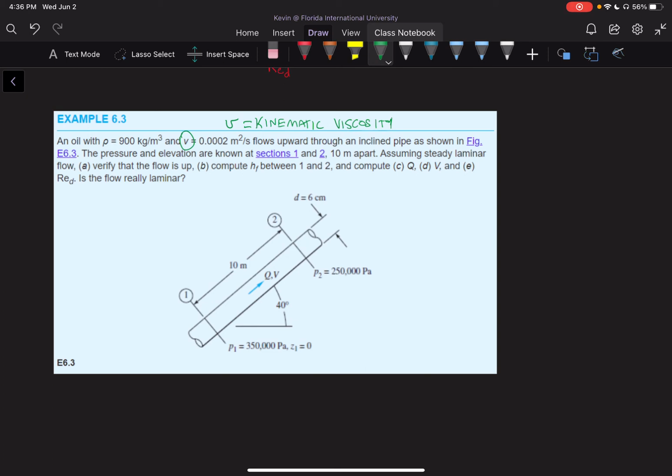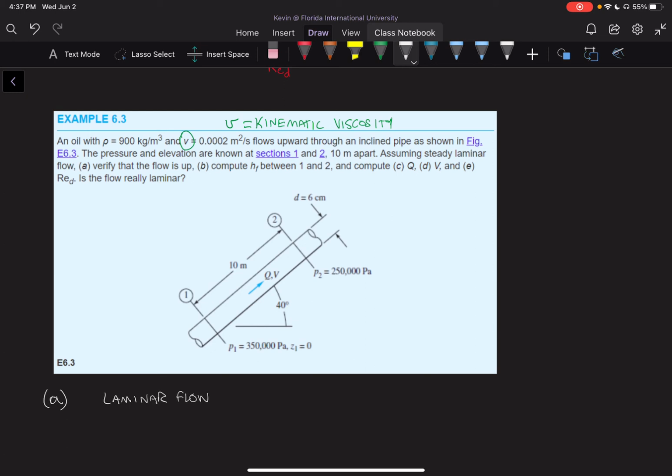Okay, so we're asked to verify if the flow is up if we assume laminar flow. So first of all, we're going to assume laminar flow. And if we assume laminar flow, we can use the equations that we just copied over for laminar flow. Now, how do we solve part A, verify that the flow is up? How do we verify that the flow is up?